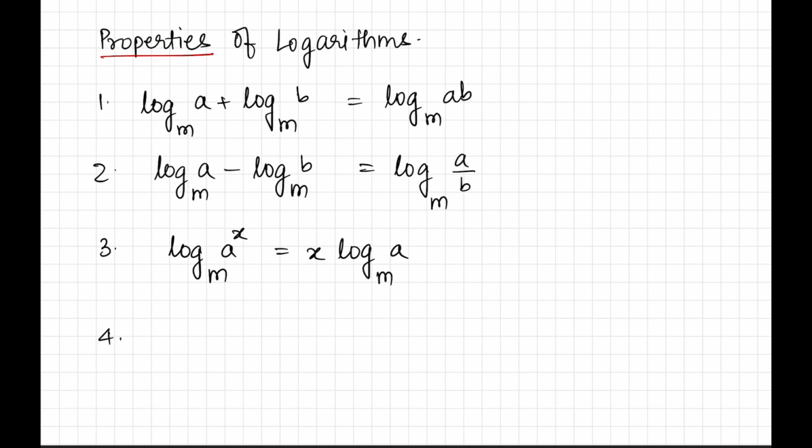Now here we have log a, and m has a power y, मतलब बेस का पावर y है. तो जब बेस का पावर रहता है तो वो भी बाहर आ जाता है, बट वो डिनोमिनेटर में बाहर आता है. And what we have here is 1 by y log a base m. So these are the four important properties.